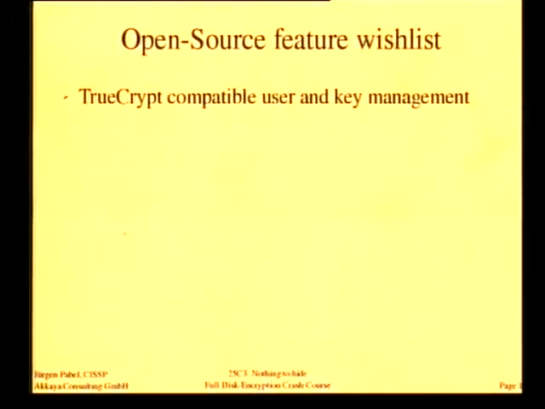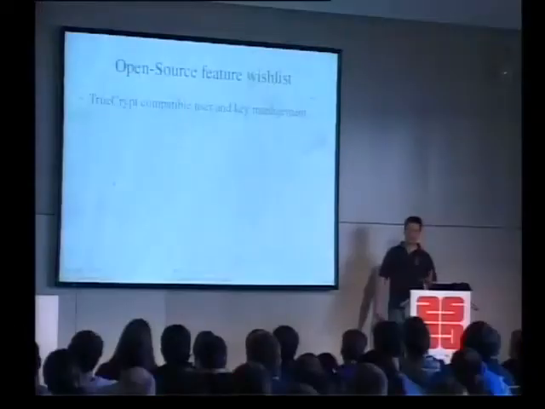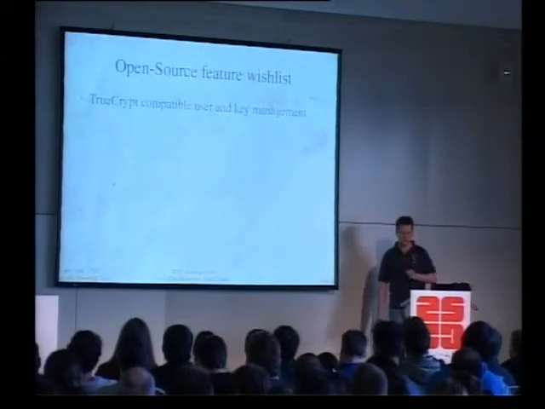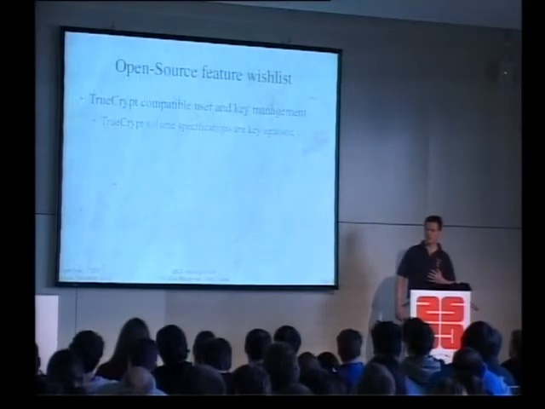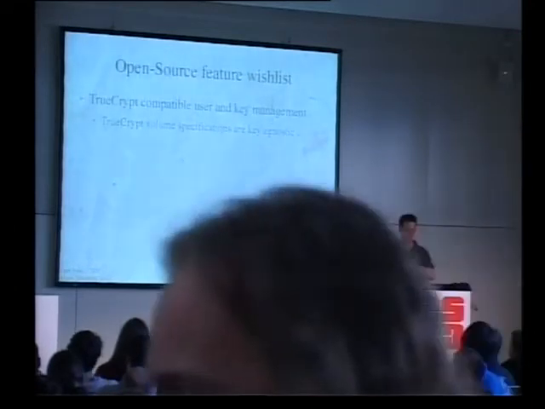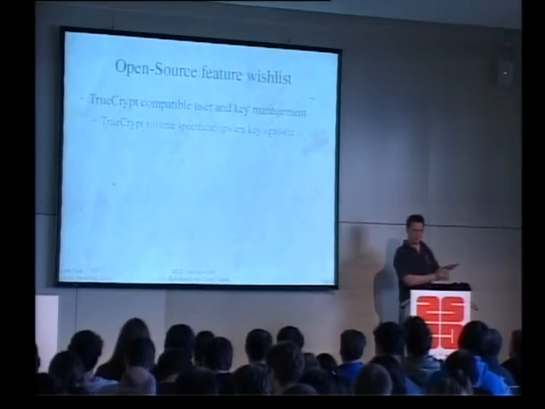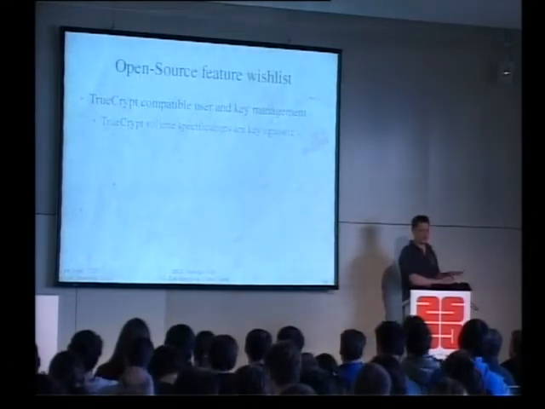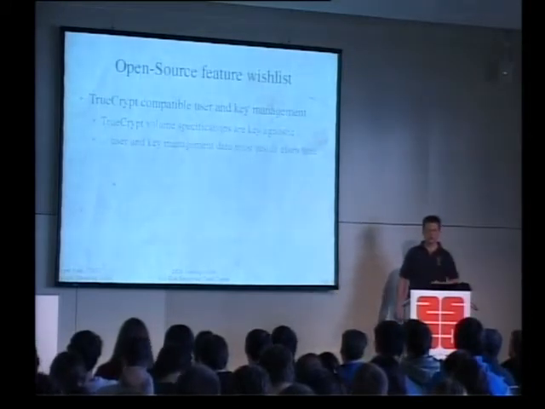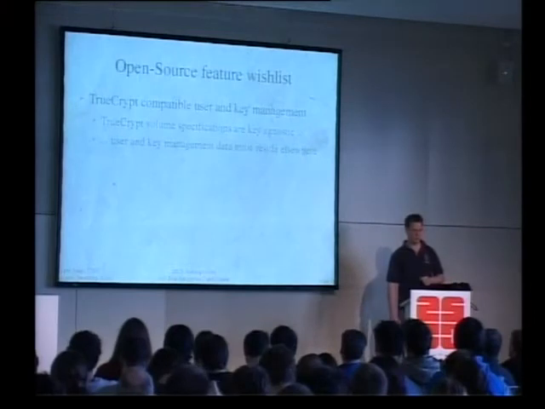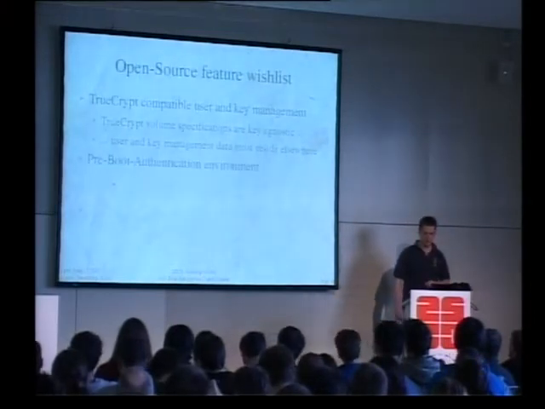So I would like to see TrueCrypt, the body, TrueCrypt, the organization, address this lack of feature at some point, and maybe they can do it by extending the current specifications, or they just add on some other specifications that allow you to lay off your user and key management data outside of the actual TrueCrypt header. That way you could stay backwards compatible and also allow for user and key management to take place.